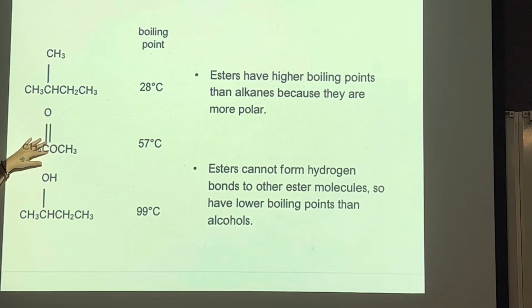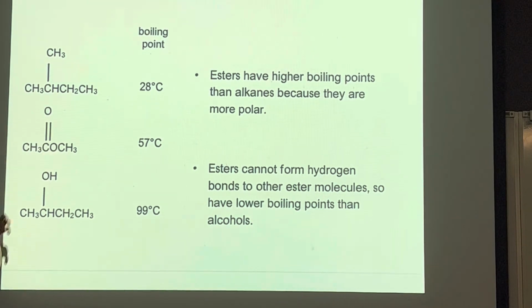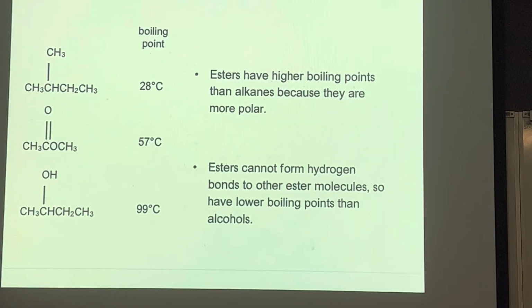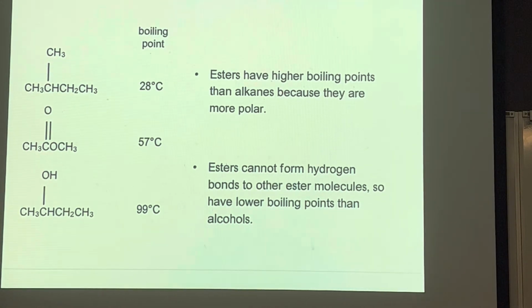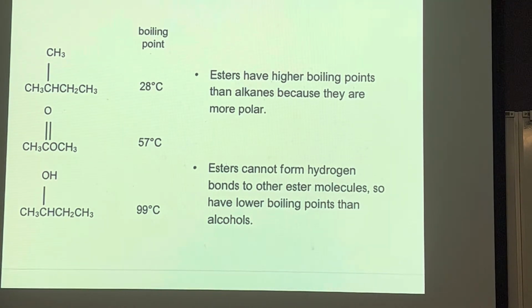Yeah, dipole-dipole. Because they're electronegative, they're hugging electrons, pulling electrons towards themselves, which makes themselves partially negative. And whatever is on the other end of the bond is partially what? Positive. So you've got some dipoles in here. So you can do dipole-dipole interactions with another ester.